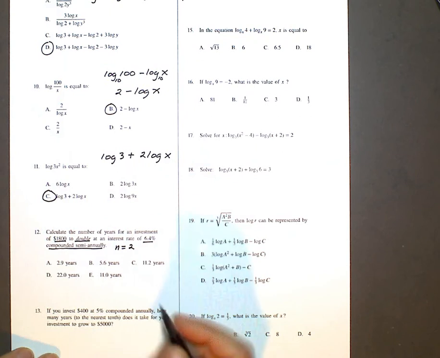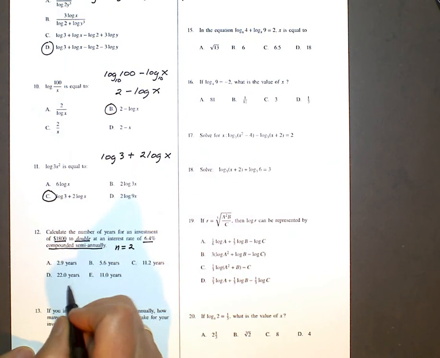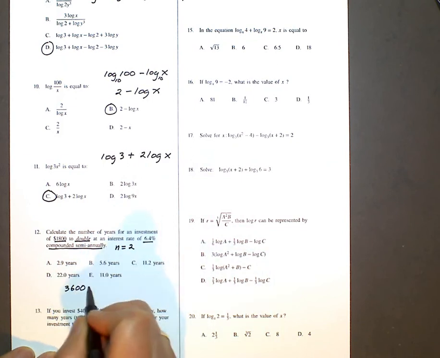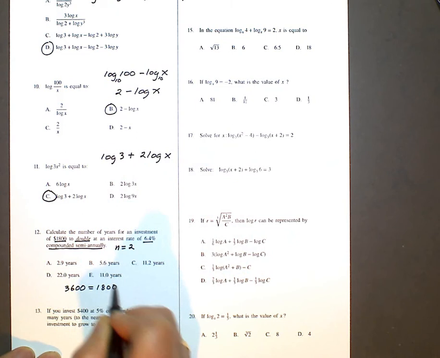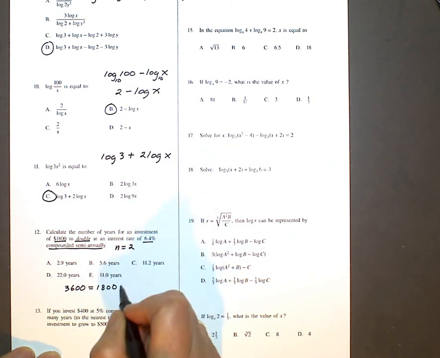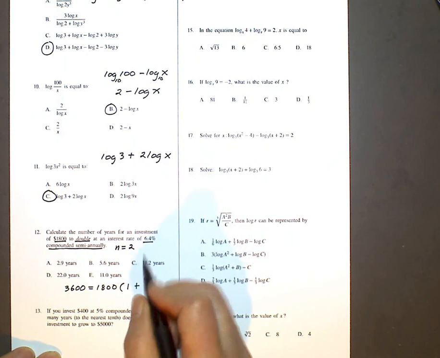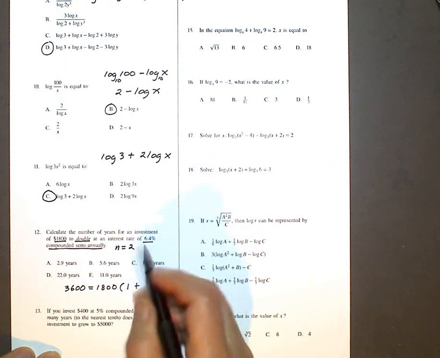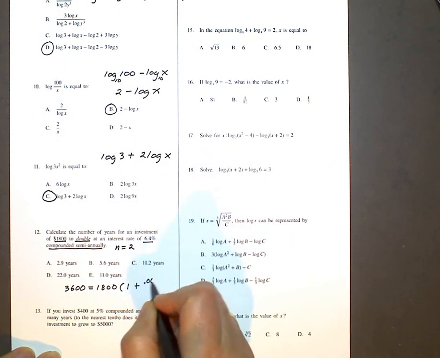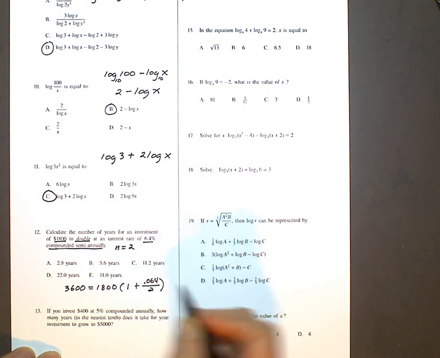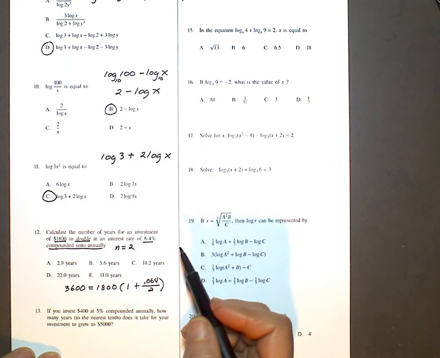the equation here. So my ending amount, which is twice 1800, because I'm looking for it to double, is the starting amount of 1800 times 1 plus the interest rate, which is 6.4%. And remember, I've got to divide that by 2. So 0.064 divided by 2. And then it's being raised to the power of time, and that's the unknown.